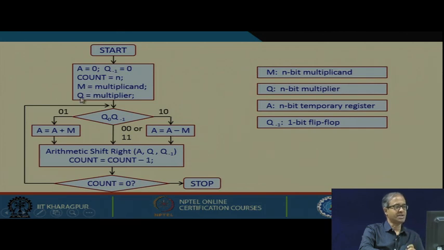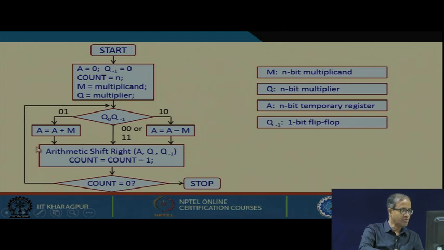This M holds the multiplicand, Q holds the multiplier, these are all n bit. And Q minus 1 is a 1 bit flip flop, initialized to 0. So you inspect Q0 and Q minus 1 every time. If it is 0, 1, then you have to add. If it is 1, 0, you have to subtract. But if it is 0, 0 or 1, 1, you do not have to add or subtract.